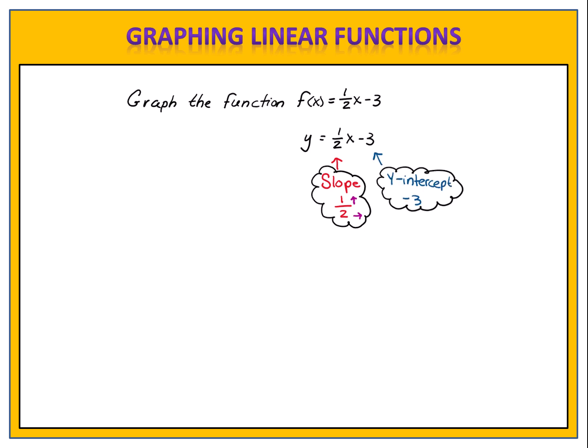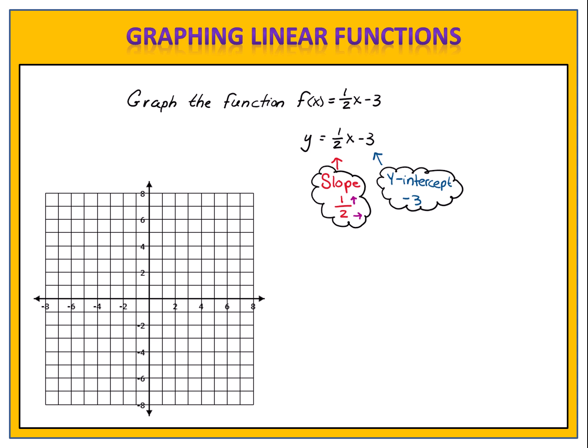The -3 represents the y-intercept. This is where the graph will pass through the y-axis, and this is what we will use as our starting point. When we begin our graphing, we start with the point at -3 on the y-axis. This is the y-intercept. Next, we use the slope to plot additional points. Our slope is positive 1/2, which means we're going up 1 and then right 2.